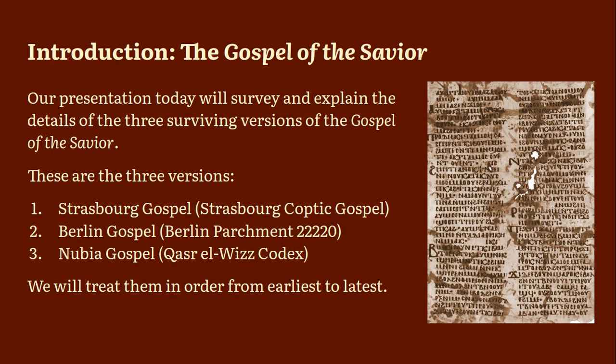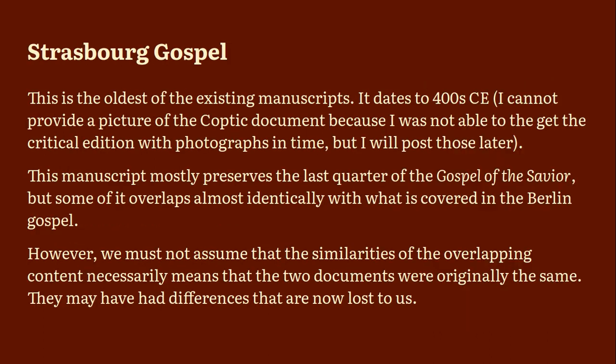Okay, so our presentation today includes a survey and an explanation of the details of the three surviving versions of the Gospel of the Savior. As I said, there are three versions, and these are what they are. We have the Strasbourg Gospel, the Berlin Gospel, and the Nubia Gospel. Or at least that's what I'm choosing to call them. Their more official names are in the parentheses, as you can see. And we will treat them in order from the earliest to the latest.